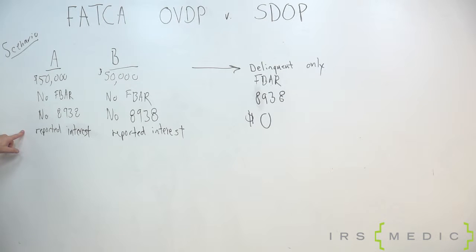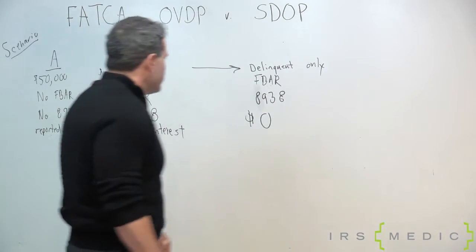So no 8938. And now here's the thing. There's reported interest. The interest is reported on a Form 1040.